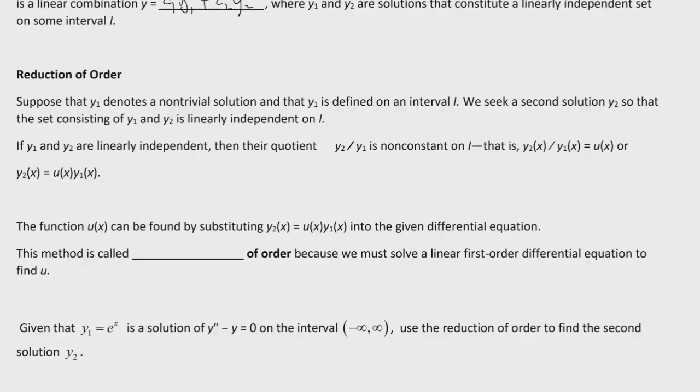If y1 and y2 are linearly independent, then their quotient, y2 over y1, is non-constant. That is, y2 of x over y1 of x is equal to u of x, or more specifically, y2 is equal to that ratio u of x times y1 of x. This function u of x can be found by substituting y2 of x in for y of x into the given differential equation. This method is called reduction of order.